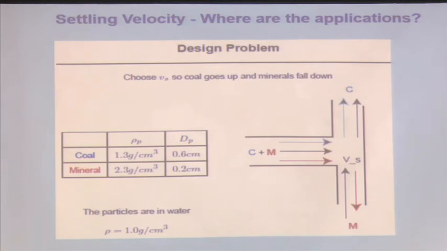Now, you see that coal has a density of 1.3 gram per centimeter cube, or you can say specific gravity is 1.3, and the size of this particle is 0.6 centimeter, and the mineral particle density is 2.3 gram per centimeter cube, but size is 0.2. So, I do not know whose settling velocity is more or less. So, what I can do is calculate it, I am talking about only free settling conditions. Now, you see what will happen. So, I have to calculate the settling velocity.